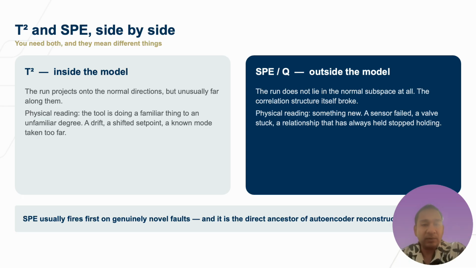T² inside the model. The run projects in a normal direction but unusually far along them. Physically, the tool is doing a familiar thing to an unfamiliar degree. A drift, a shifted set point, a known operating mode taken too far.